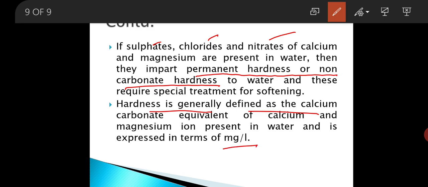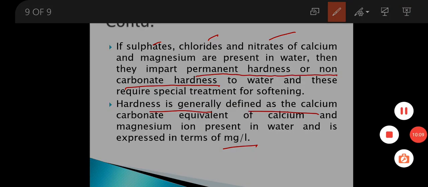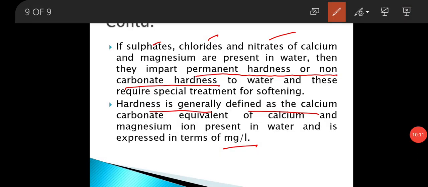Okay. So this is all for today's class. In the next class, we will discuss the other chemical characteristics of water.